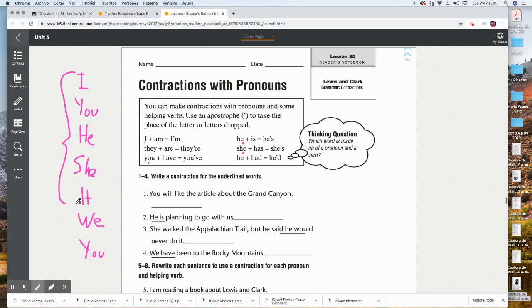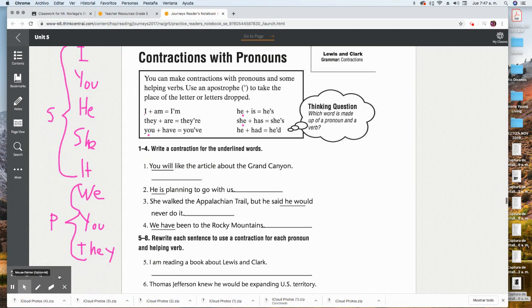or for plural, which are these three final words. These pronouns are used for plural nouns, and these pronouns are used for singular nouns. And we can also make contractions with these words. So this is what your assignment is going to be about.